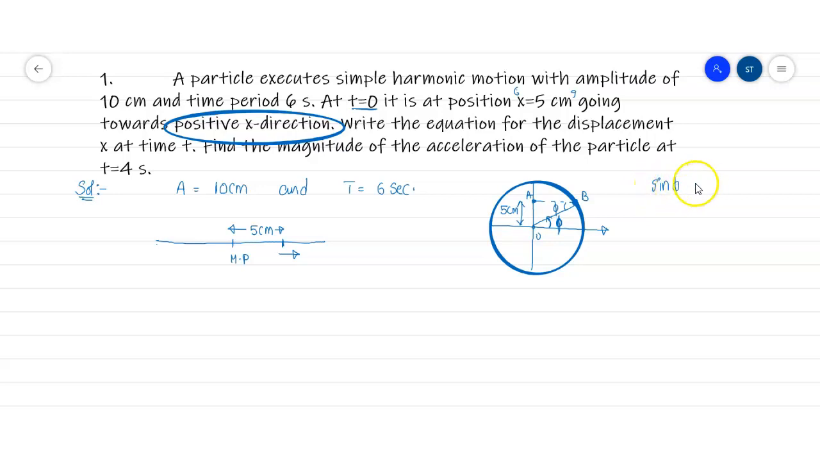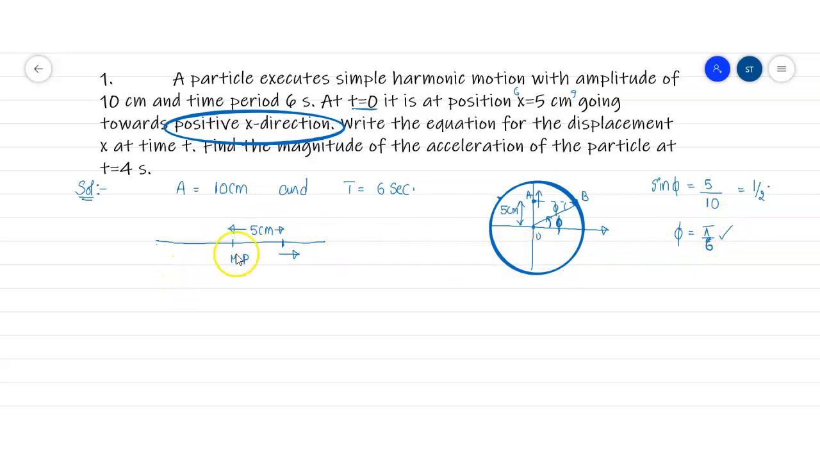Sine phi will be equal to opposite, which is 5 centimeters, over the radius or amplitude of SHM, which is 10 centimeters. So this is equal to half. Sine phi is equal to half, so I can say phi will be equal to pi by 6, which is 30 degrees. One more option is also there, that is 150 degrees, but at 150 degrees the particle will be somewhere here and the shadow will be moving in downward direction, which is not our case. Here the shadow is moving in upward direction. So the only possible case is phi is equal to pi by 6. So we know the initial phase now.